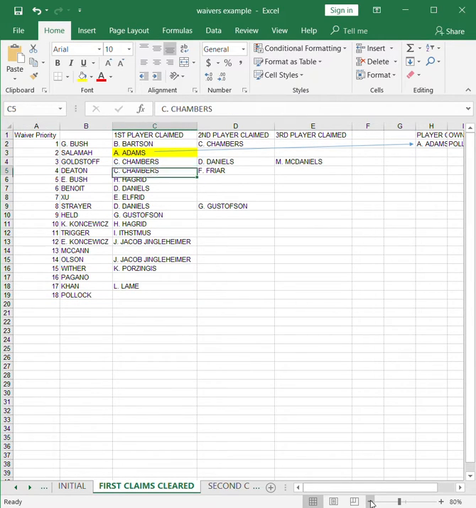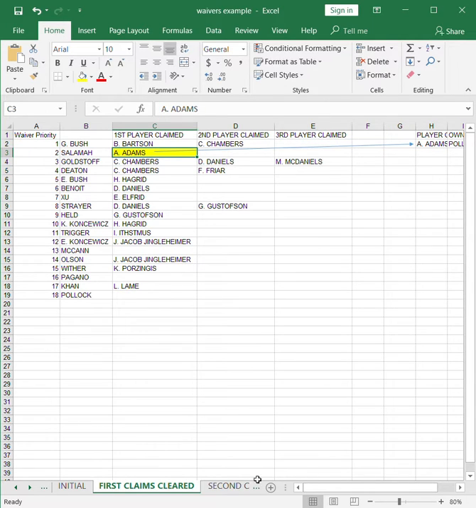Now, what about Ahmad? Ahmad also had a claim in for Adams. Ahmad will lose his claim for Adams because, obviously, Adams is now on B-Paul's roster. So, after this, we move on to the next player. So B-Paul's drops to 18. Everybody else moves up one spot.